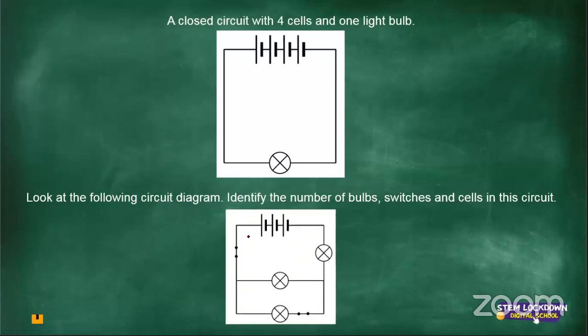Okay, so now look at this one. Someone asked me earlier on about series and parallel. So when it's one below the other, it's parallel. And if it's all next to each other, it's a series. But we'll do that next week, not today. Okay, so we're going to identify the number of bulbs and switches in this circuit.